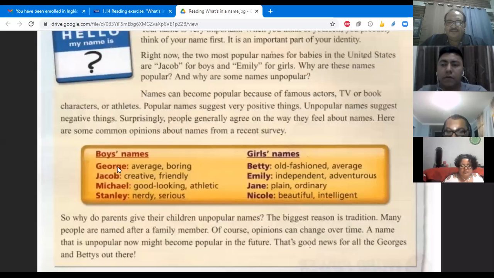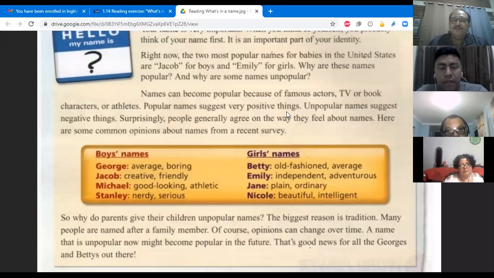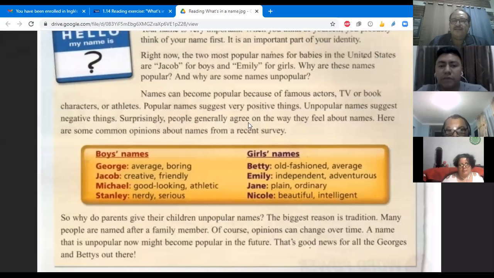These are some characteristics. Okay. And that's what it says here. Popular names suggest very positive things. Unpopular names suggest negative things. Okay. If someone is named, for example, these days, Lionel, Lionel Messi, right? There is something positive, right? Or they name him Cristiano, right? Then they say athletic and stuff like that. But if they give a name, I don't know, probably Adolf, you know, like Hitler, probably that would be very different, right?